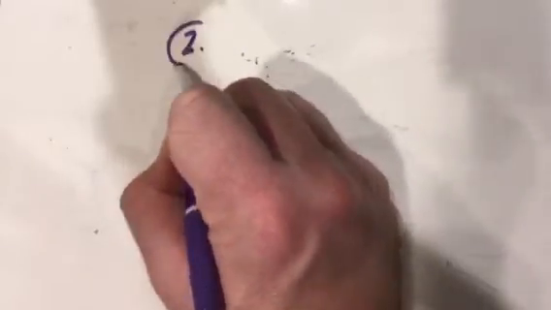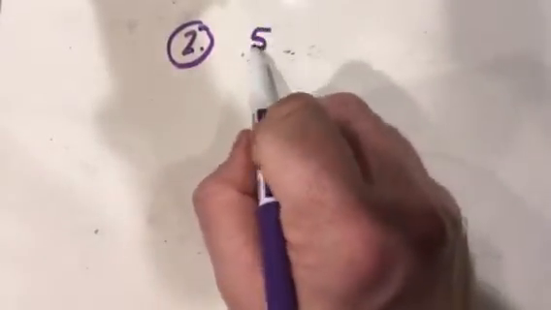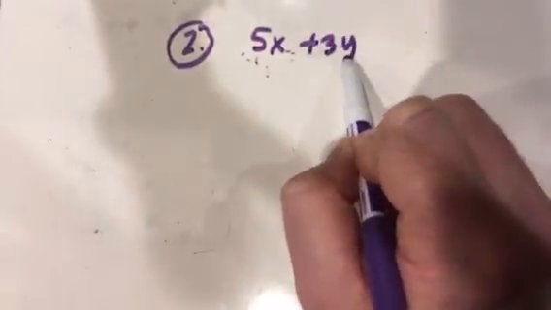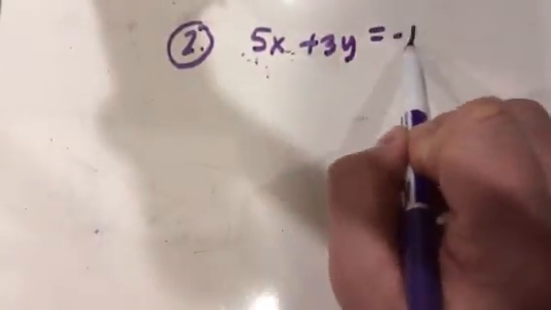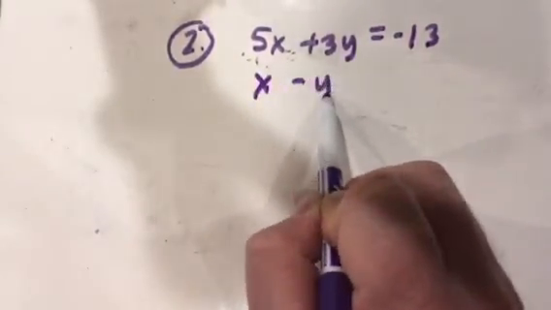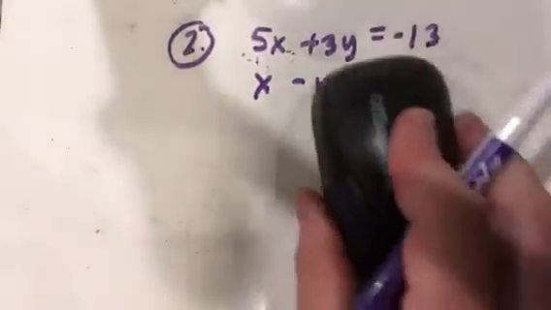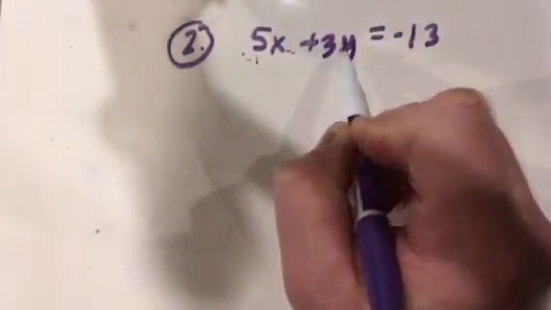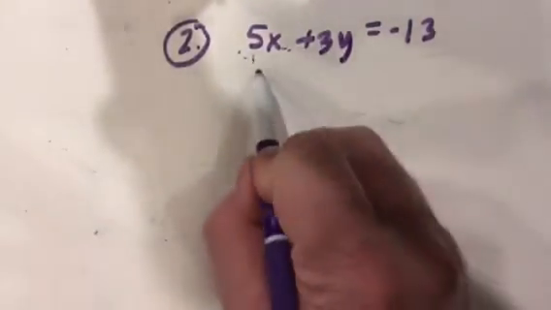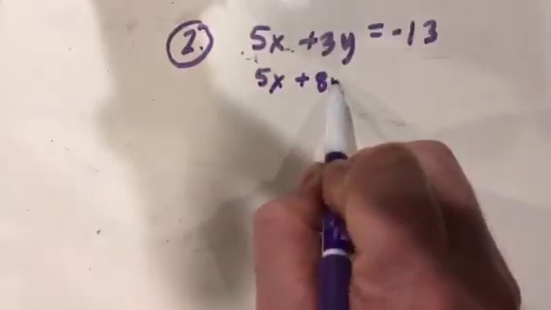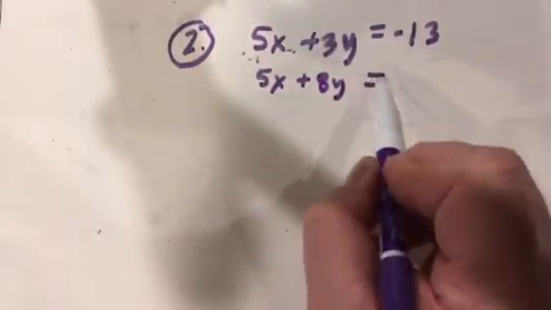Number two, 5x plus 3y equals negative 13. Sorry. And 5x plus 8y equals 7.